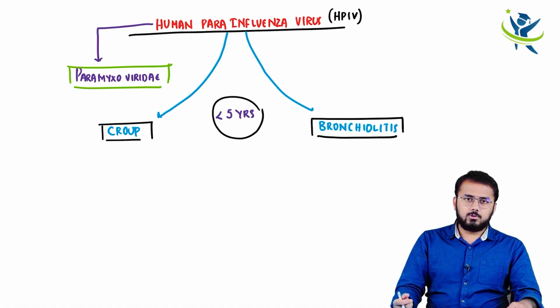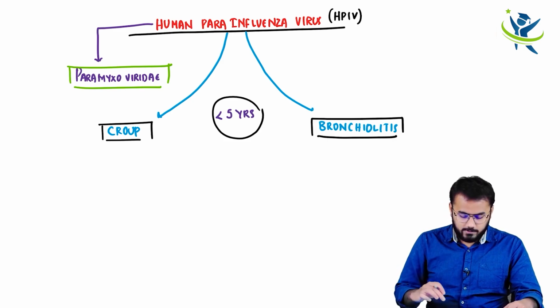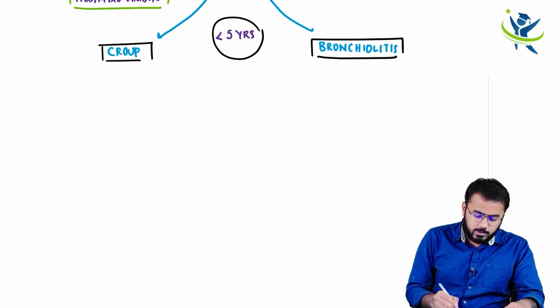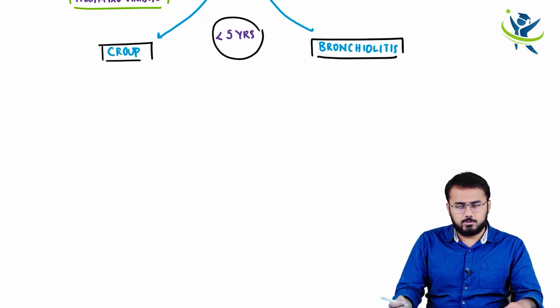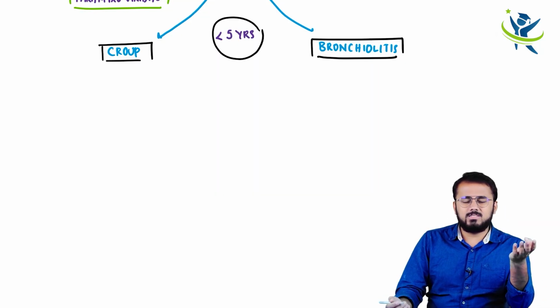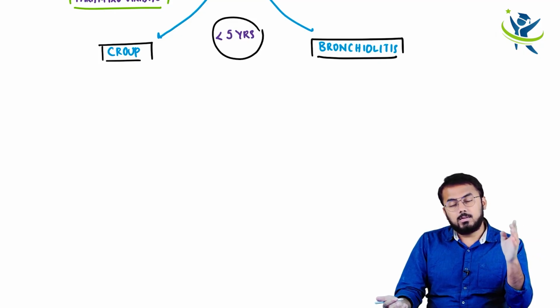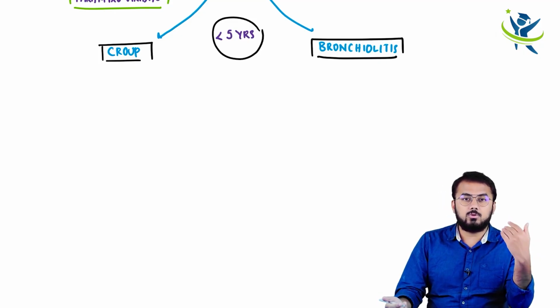There are different types of this human parainfluenza virus. What are the different types? There are 4 types basically: type 1, type 2, type 3 and type 4. Very simple, no need to write it here. I will tell you later why I am mentioning these types, because each type is going to cause a specific disease in the child.